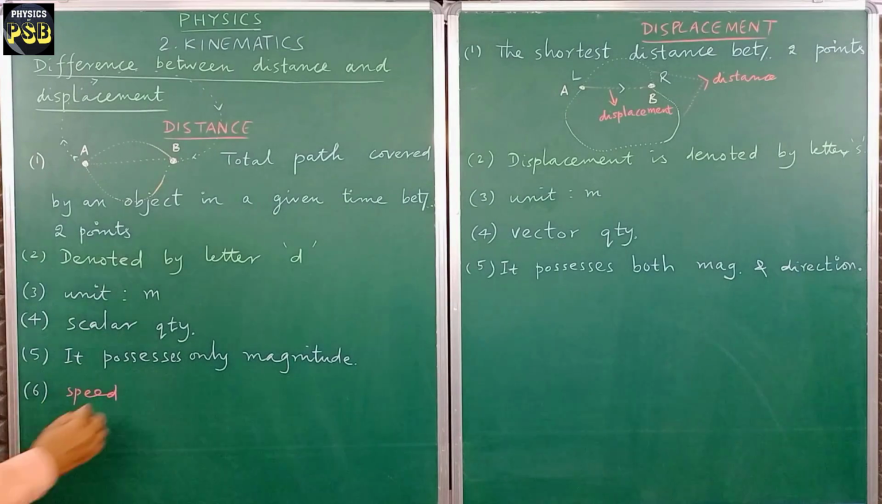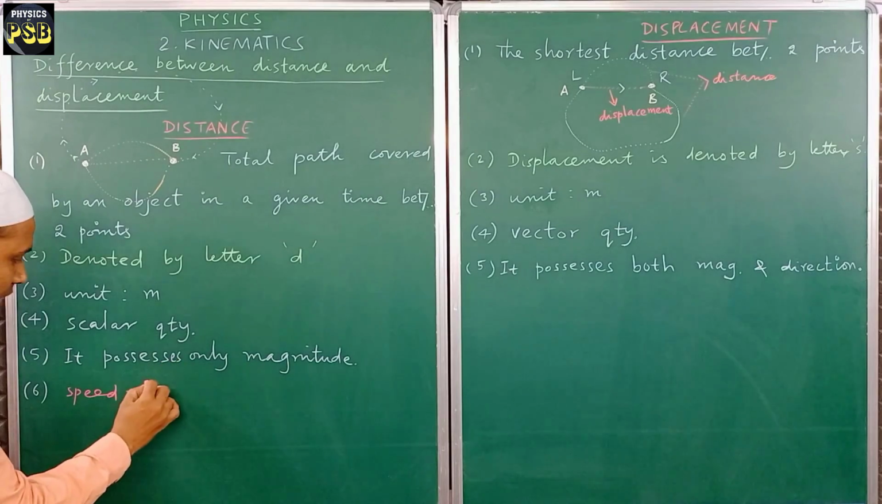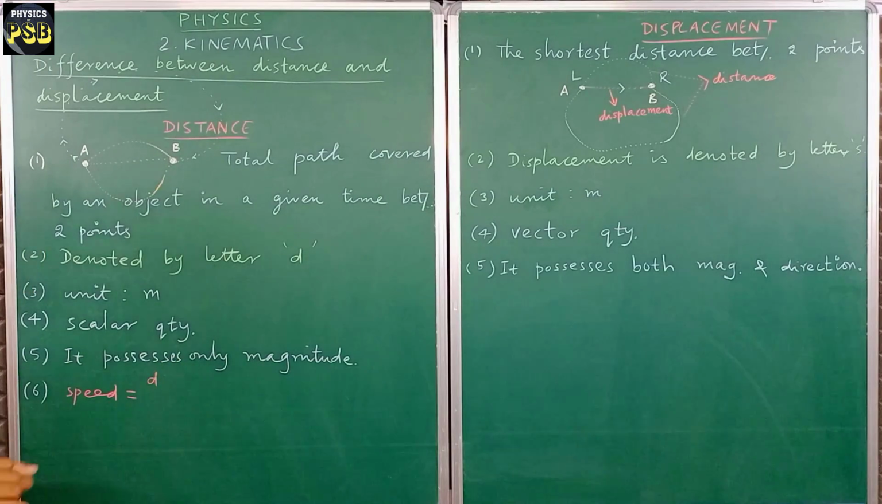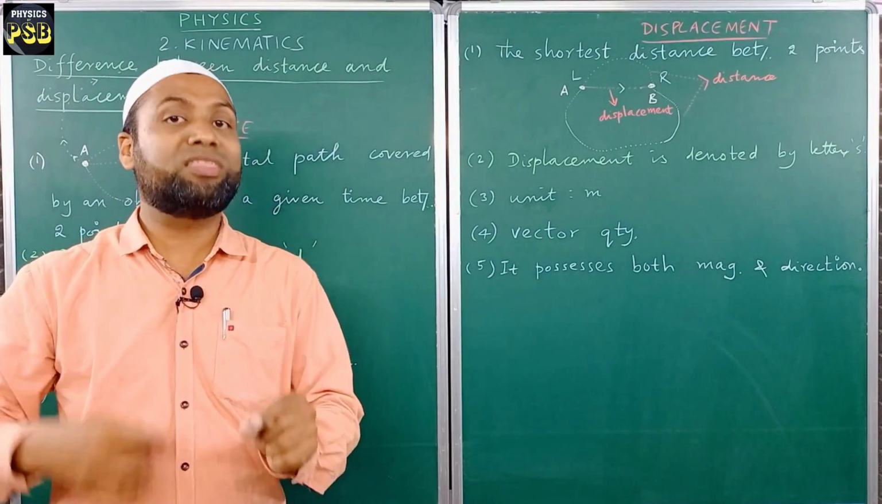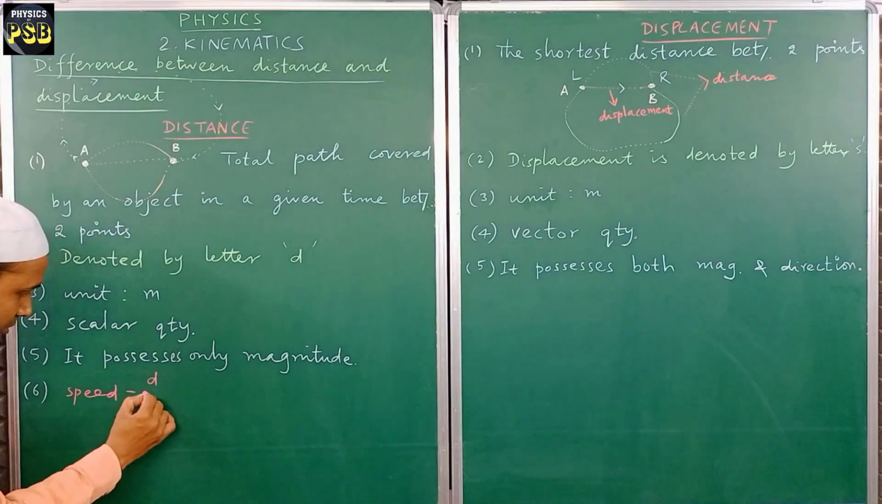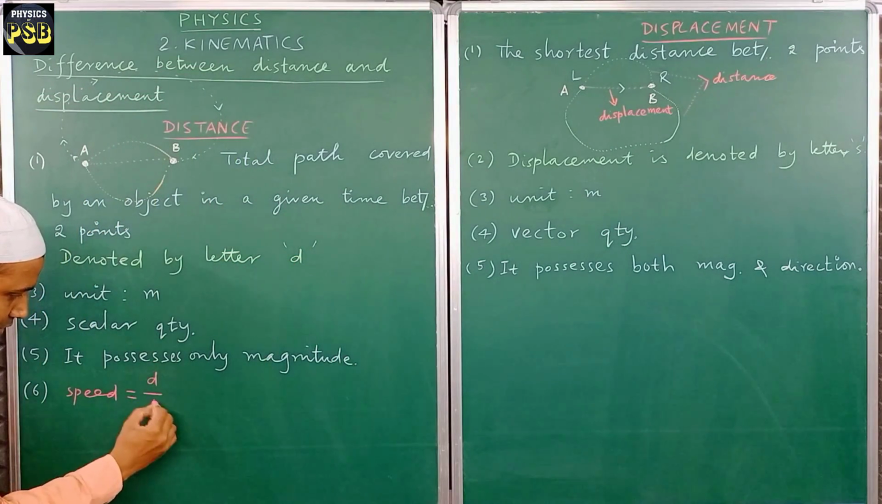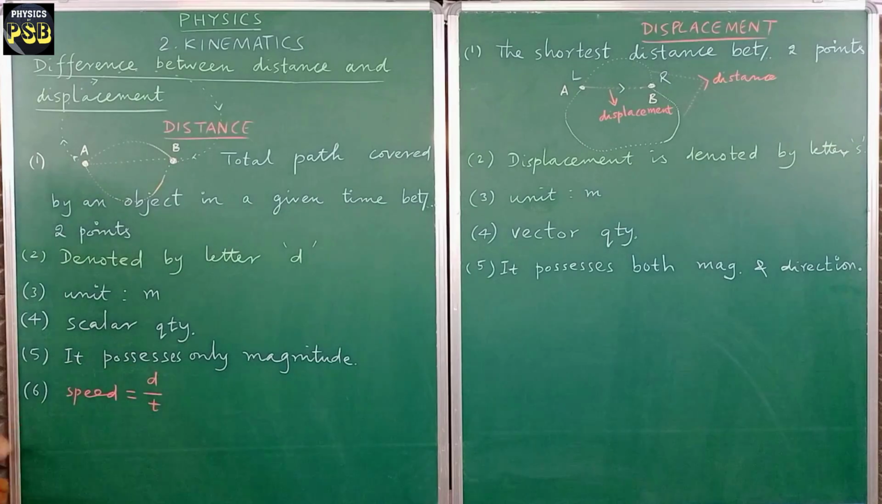Speed is rate of change of distance. What is rate of change? Rate of change means changing of a particular quantity with the time. Now here distance divided by time is called as rate of change of distance.